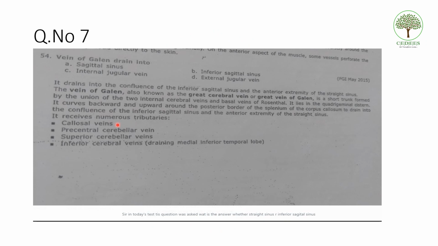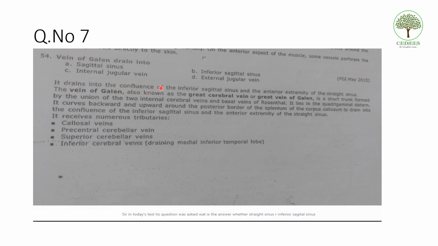Look at question number 7. Vein of Galen drains into the straight sinus, but here there is no option of straight sinus. I think option A is straight sinus, but they have wrongly typed it as sagittal sinus. If there is no straight sinus, you can go for inferior sagittal, but if the straight sinus is there in the options, you have to go for straight sinus. In this question they have given that it drains into the confluence of the inferior sagittal sinus and the anterior extremity of the straight sinus. It is quite confusing. They have confused it in the explanation.